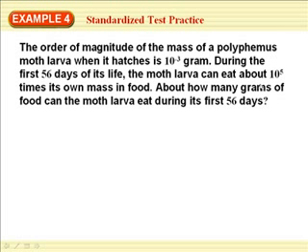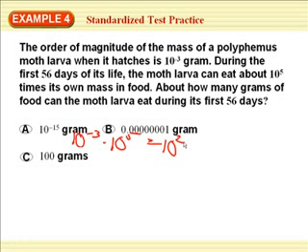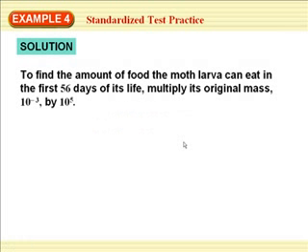So 10 to the 3rd times 10 to the negative 3 times 10 to the 5th is 10 to the 2nd. So 100 grams is what I say. We multiplied. I got 10 to the 2nd. That's 100. Excellent.